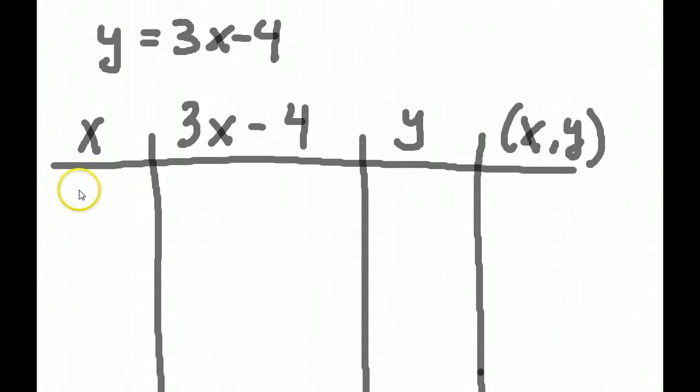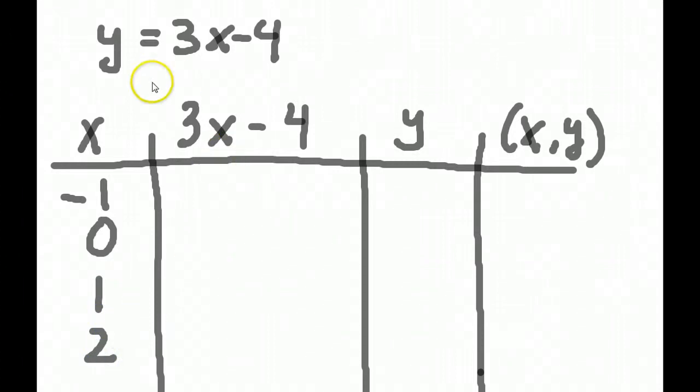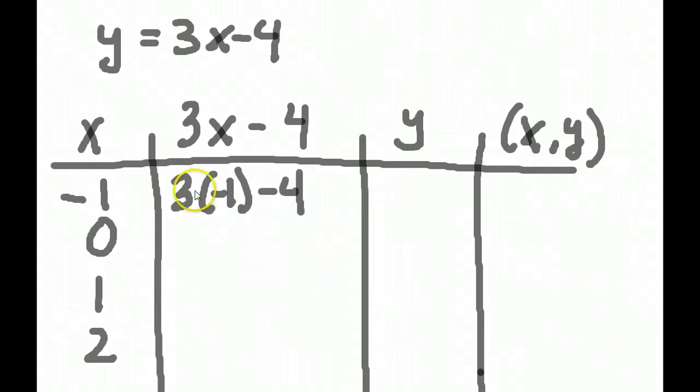Let's put in some values for x. So we'll put in -1, 0, 1, and 2. So this is what our values of x are going to be. So if we have 3x minus 4, in the second column on the same row as the -1, we put 3 times our -1 minus 4. 3 times -1 is -3, minus 4 is -7. So our x value we said was -1, and we came up with -7 for our y. So our xy value, or our ordered pair, is -1 comma -7.